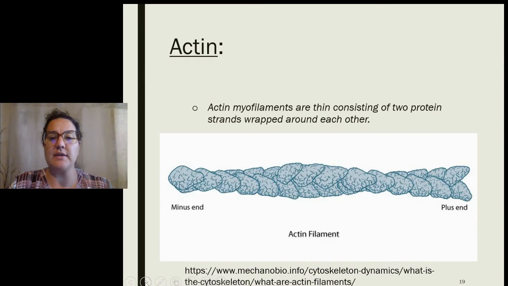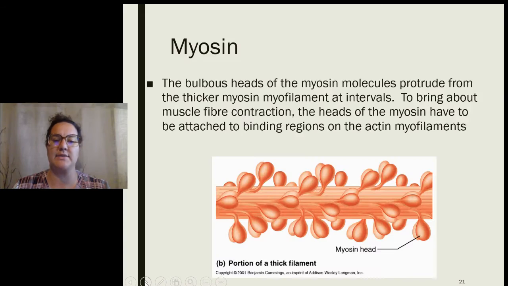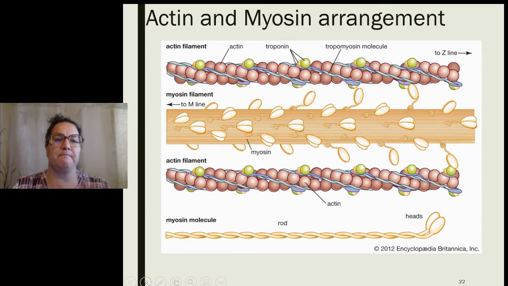Actin myofilaments are thin, consisting of two protein strands wrapped around each other. Myosin filaments are thick and comprised of bundles of myosin molecules. Each myosin molecule consists of two polypeptide chains wrapped around each other, and they have a bulbous head attached to a rod-like tail. These heads protrude from the thicker myosin filaments at a variety of intervals. To bring about muscle fiber contractions, the heads of the myosin have to be attached to binding regions on the actin myofilaments. So the myosin heads bind onto the actin myofilaments.